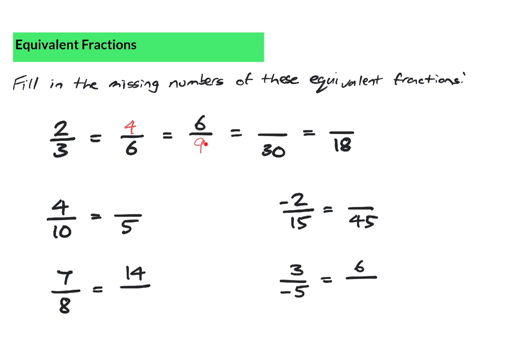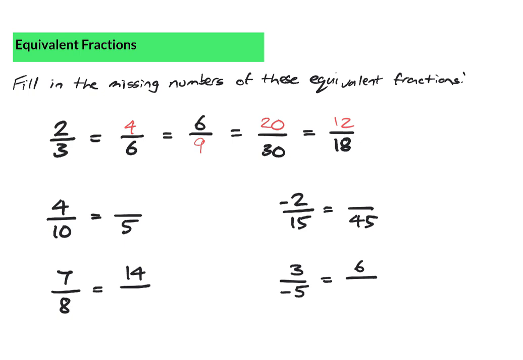These are all equivalent. The next one is over 30. So this is quite simple, because if our denominator was 3 and now it's 30, I've multiplied by 10. Multiply the top by 10. 2 times 10 is 20. So 20 over 30. And then the final one here, I've gone from 3 to 18. So I've multiplied that by 6. So I multiply the top by 6. 2 times 6 is 12. So 12/18 is also equal to all of those other fractions, including 2/3.